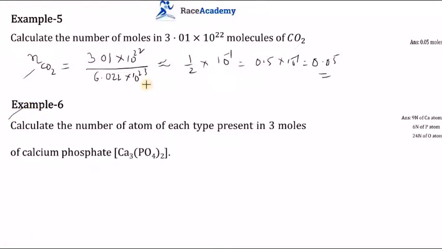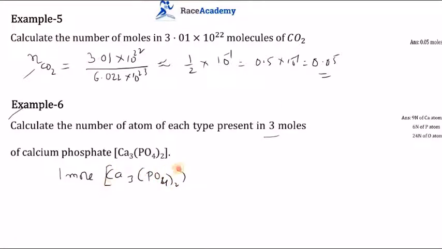Let us move to the next problem. In this, they are asking the number of atoms of each type present in 3 moles of calcium phosphate. So that means not only 1 mole, we have to give the number of each atom in 3 moles of calcium phosphate. To know this, first we have to know how many atoms of calcium, phosphorus and oxygen 1 mole of calcium phosphate contains. That is Ca3(PO4)2.